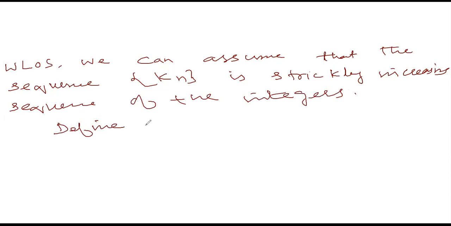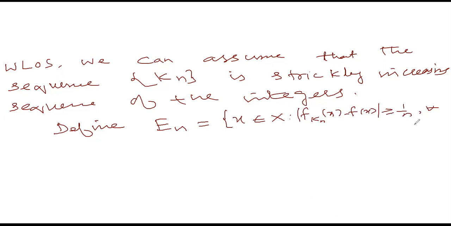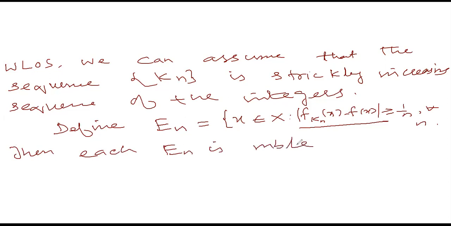Now we will define a measurable set. Define E_n to be the set of x belonging to X such that the modulus of f_{k_n}(x) minus f(x) is greater or equal to 1 by n. I define this for each n: E_1, E_2, and so on. Then clearly they are measurable sets, because the function under the modulus is a measurable function. f_{k_n} is measurable, f is measurable, the difference is measurable, and the modulus of a measurable function is measurable. Therefore each E_n is measurable.